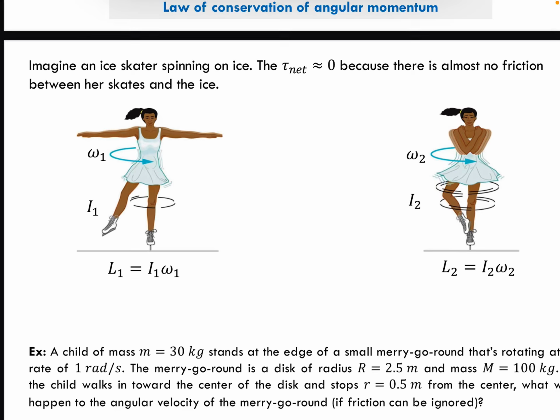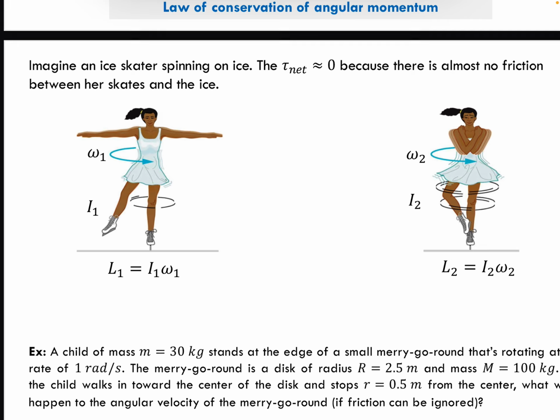To look at this law of conservation of angular momentum, we're going to imagine an ice skater spinning on ice. We're going to assume that the net torque is about 0 because essentially there's no friction between her skates and the ice. So over here on the left, we're calling this her initial angular momentum, L1.